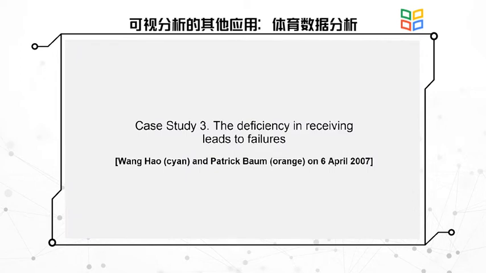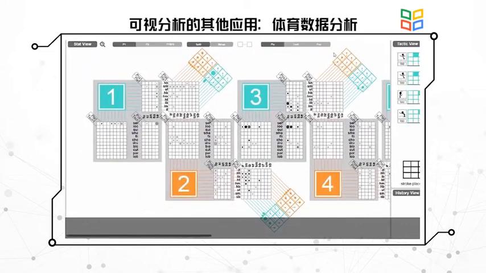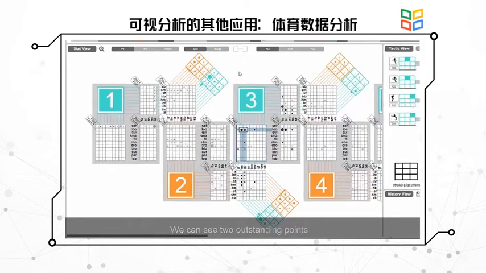Case study 3. We select all the rallies won on the match view and focus on the intra-stroke matrix which represents the correlation between the stroke technique and the stroke placement of the third stroke. We can see 2 outstanding points, the intersection of long backhand and loop, and that of long middle and loop.